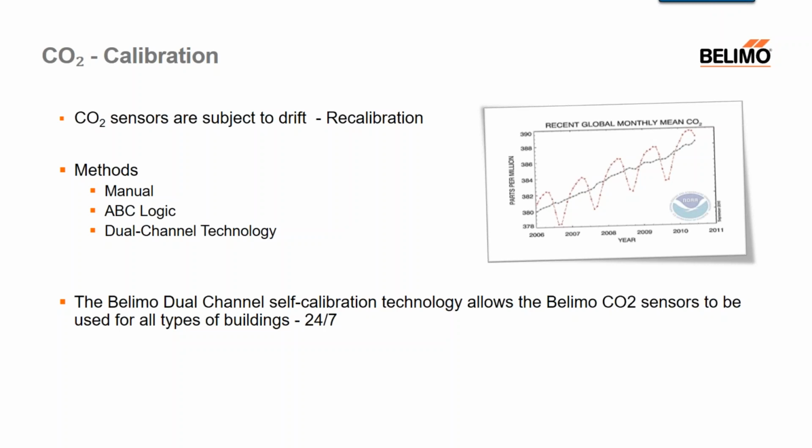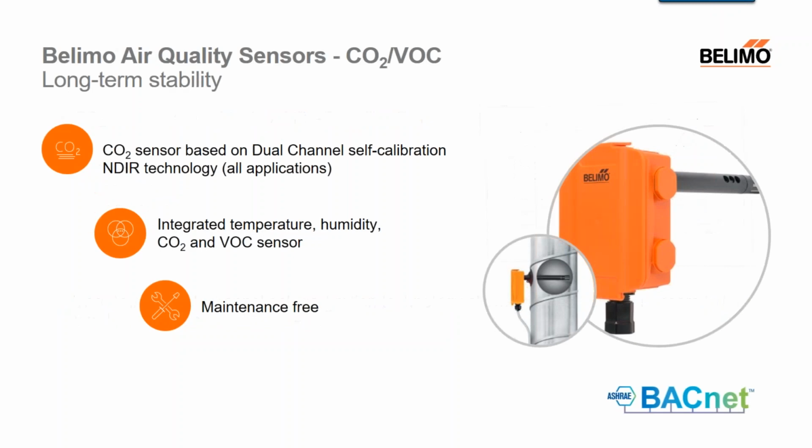The Belimo dual channel self-calibration technology allows the Belimo CO2 sensors to be used for all types of buildings and all applications where ABC logic cannot be used, even if the buildings are occupied 24 hours a day, 7 days a week. For example, nursing homes or hospitals. The Belimo air quality sensors equipped with the dual channel self-calibration technology ensure accurate measurements of indoor and outdoor CO2 levels.